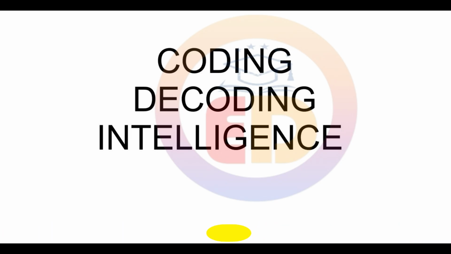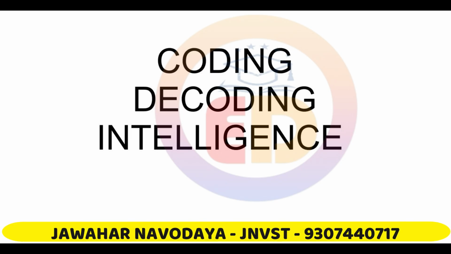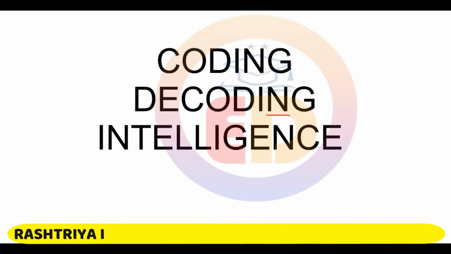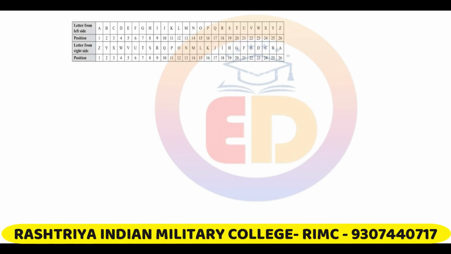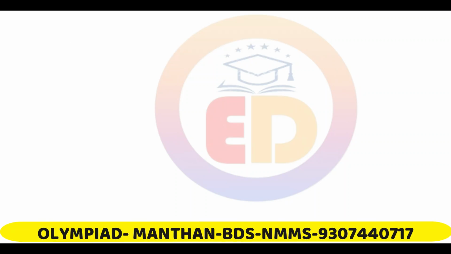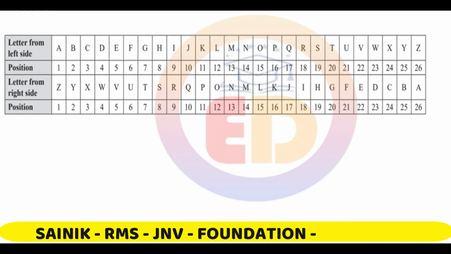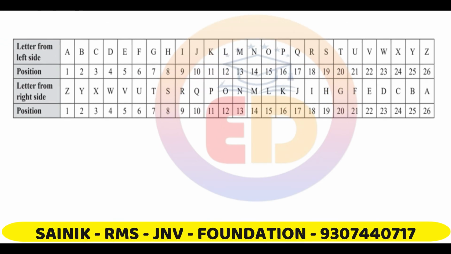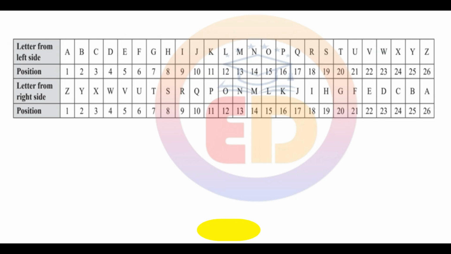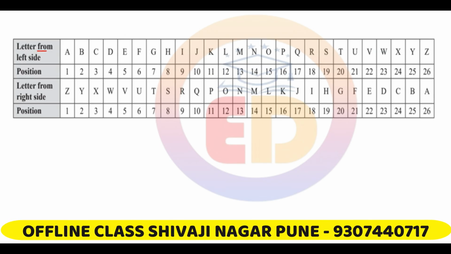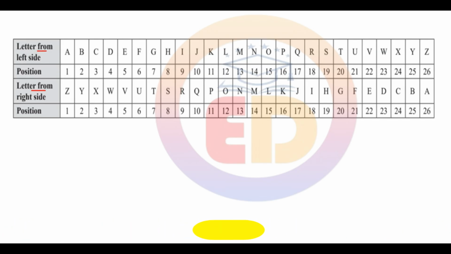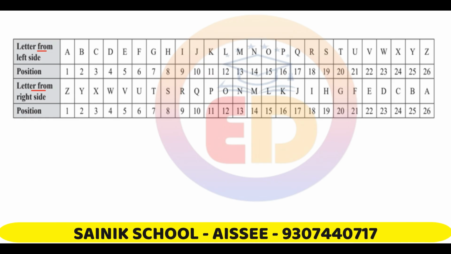Hello and welcome everybody to the practice session on coding decoding, intelligence and mental ability. The first thing is that you should have the alphabet and the numbering of alphabet from the left side as well as from the right side. You have to learn by heart the numbering of the English alphabetical series.